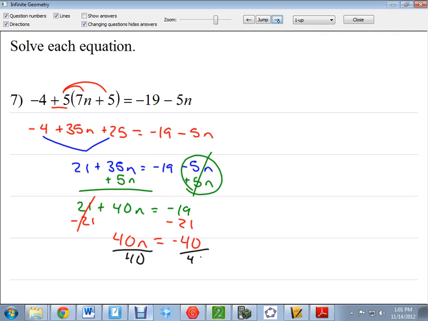So these equations involve a lot of processes. They involved the distributive property at the beginning. They involved combining like terms on the second step. They involve getting the variables on both sides by adding or subtracting on the third step. And then the last part of it is an equation just like every other simple equation that we've solved. Are there any questions about that?